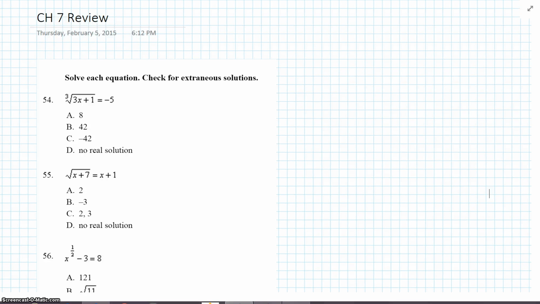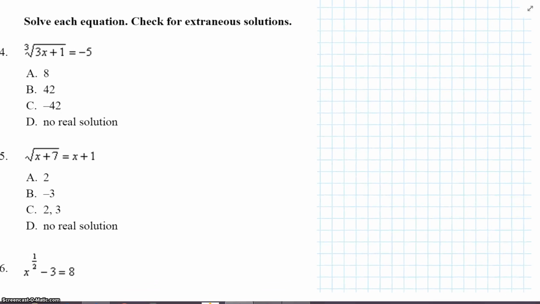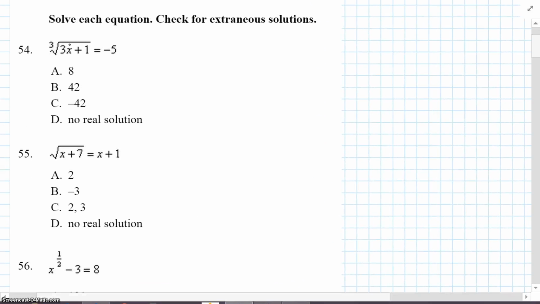All right, our Chapter 7 review. Number 54. Solving each equation. The cube root of 3x plus 1 equals negative 5.